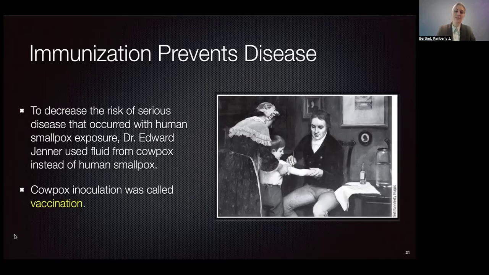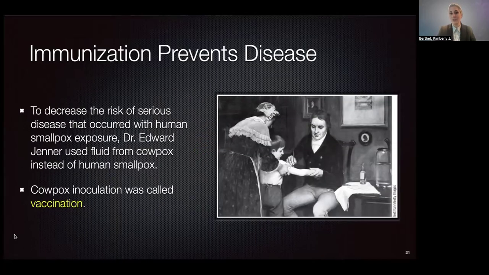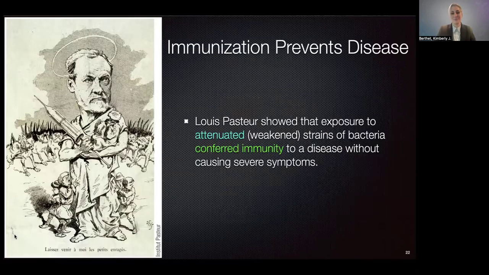So what Edward Jenner did is create an immunization pathway by isolating fluids from cowpox and inoculating humans with them, which would then protect them from smallpox. So this was called a vaccination. And vaca stands for cow, and that's where we get the term vaccination from these cowpox, from this observation.